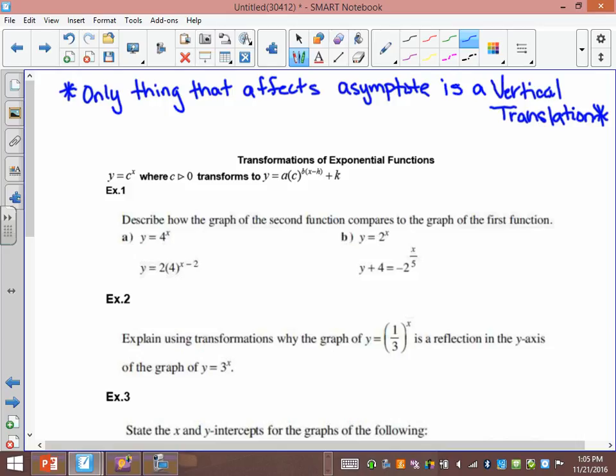Okay? So if A is greater than 1, that's your vertical reflection technically, right? So if A is greater than 1, A is positive. So it's not going to be reflected in the x-axis, correct? So if it's not reflected in the x-axis, my range, which I'll write on there too, is going to be y is greater than my asymptote. That's if A is greater than 1. So A is positive. Or greater than 0, not 1. Greater than 0.